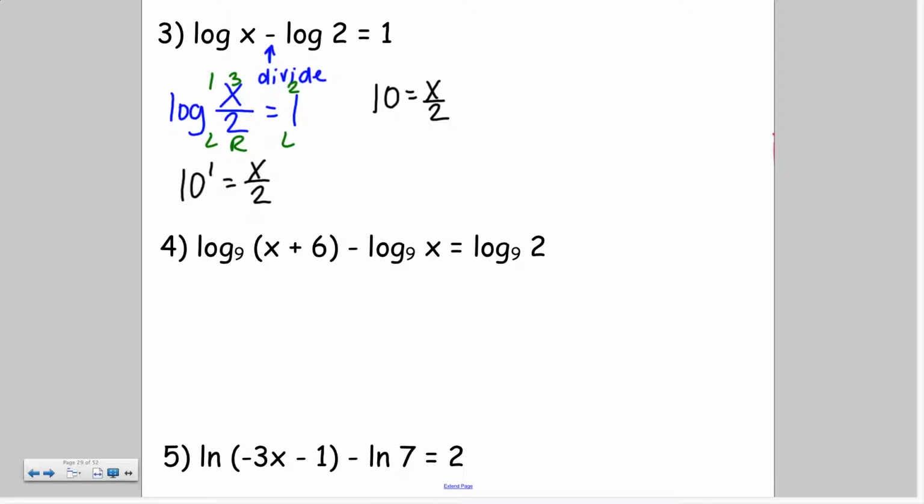Now, I want to get rid of that fraction. So I'm going to multiply by what's on the bottom. I'm going to multiply it to both sides. So that's going to cause that to cancel. 10 times 2 is 20, and it's equal to x.